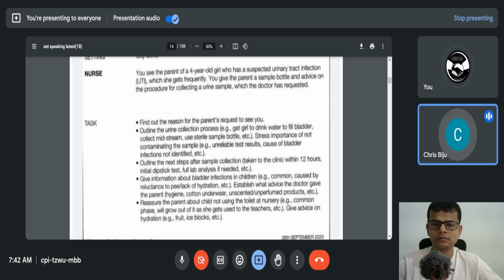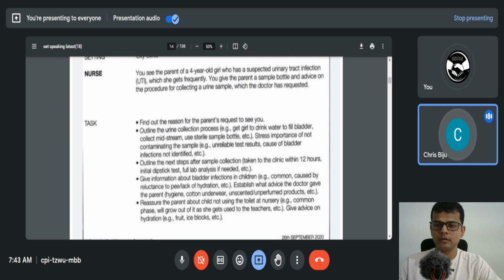Okay. Initially, you need to make your daughter drink plenty of water. This will help to fill up her bladder and she feels the need to urinate. And once she starts to urinate, you need to collect the midstream urine. It is very important that you do not contaminate the urine bottle. If it is contaminated, it may lead to false results, or we may not exactly identify the actual reason for the urinary tract infection. Do you understand? Okay.